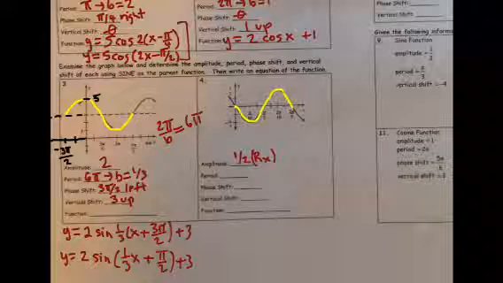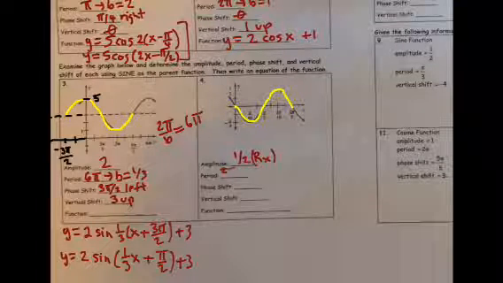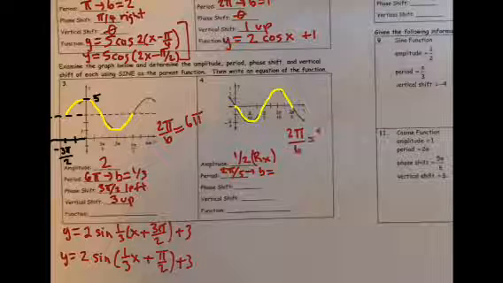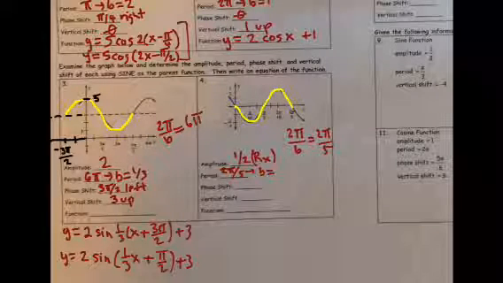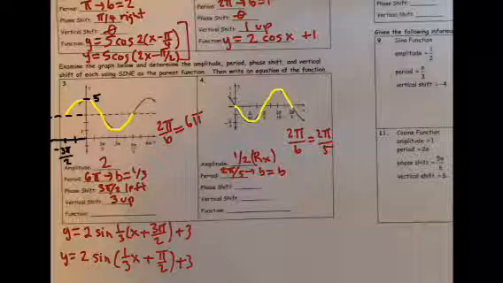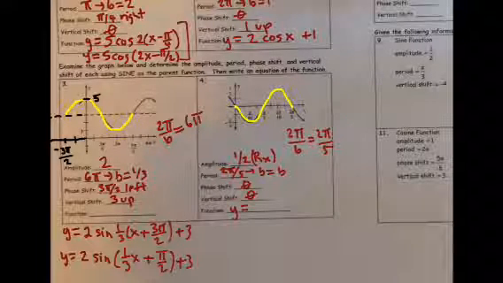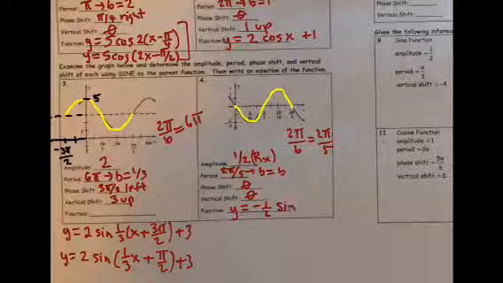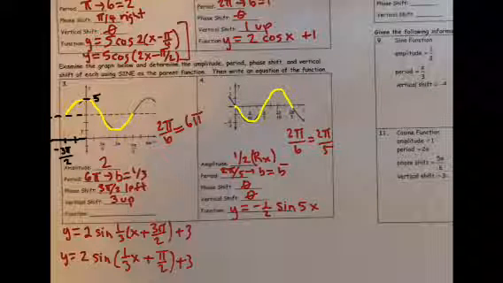The period is 2 pi over 5, which means that b equals, so you set up 2 pi over b equals 2 pi over 5. So b is 5. Okay? Phase shift, none. Vertical shift, none. And so the function is going to be y equals negative 1/2 sine 5x. And that's it.